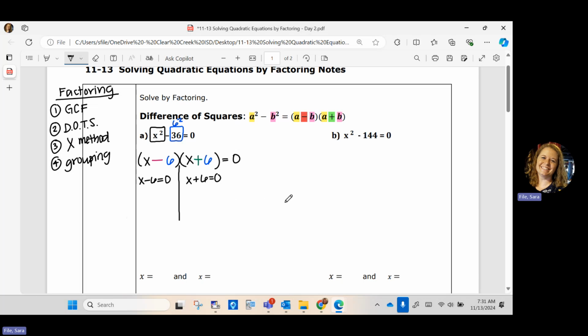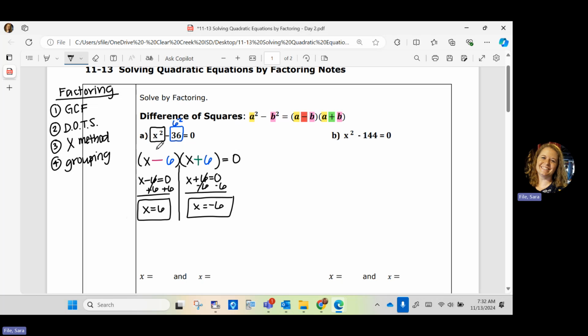To solve on the left, I would just add the 6 over, which would leave us with positive 6. And on the right, I would subtract the 6 over, which would leave us with negative 6. Again, as a reminder, when your factors are just a binomial of x plus or minus a number, your solution is just the opposite sign of that. This was x plus 6, so the solution is negative 6. That's what would make this 0. This is x minus 6, so the solution is positive 6. That's what could be plugged in here and make this 0.